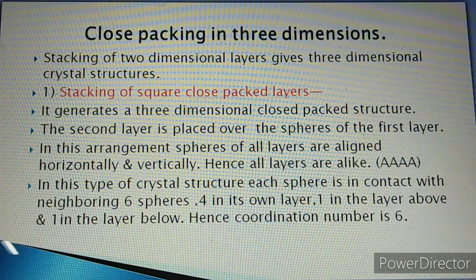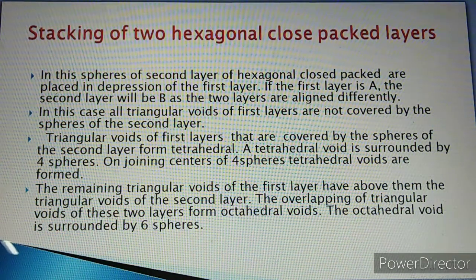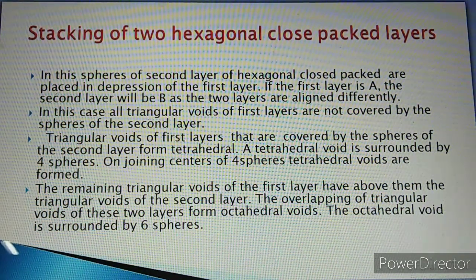And again, the second possibility for close packing in 3 dimensions is stacking of 2-dimensional hexagonal close packed layers. Which are the 2-dimensional hexagonal close packed? ABAB type arrangement. So if we stack this ABAB type two-dimensional arrangement one over the other, then we will get the three-dimensional hexagonal close packed layer. See the diagram first, then I'll describe in detail.